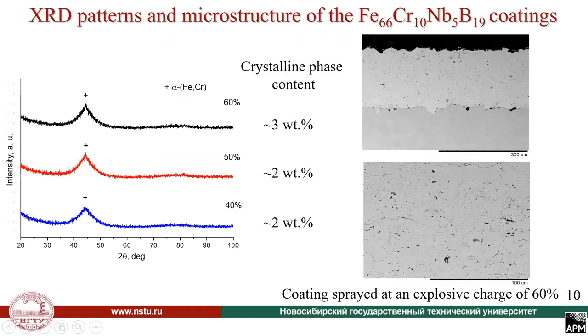This slide presents results of the investigation of phase composition of the coatings, which were produced with different explosive charges. And here it can be seen that all these coatings have a really low crystalline phase content. In general, these are really nice results in comparison with different thermal spraying technologies, where the lowest crystalline phase content which I found was like 15 or 20%.